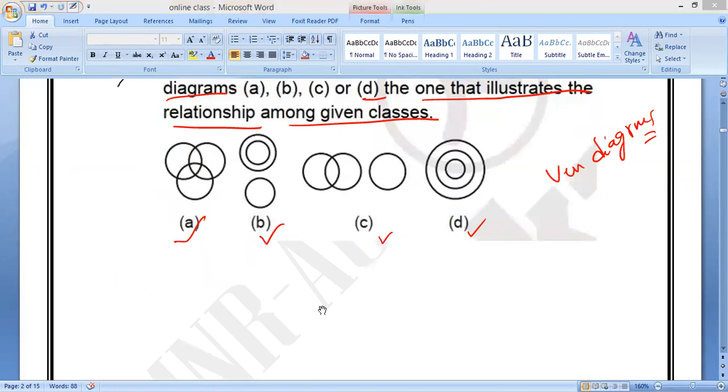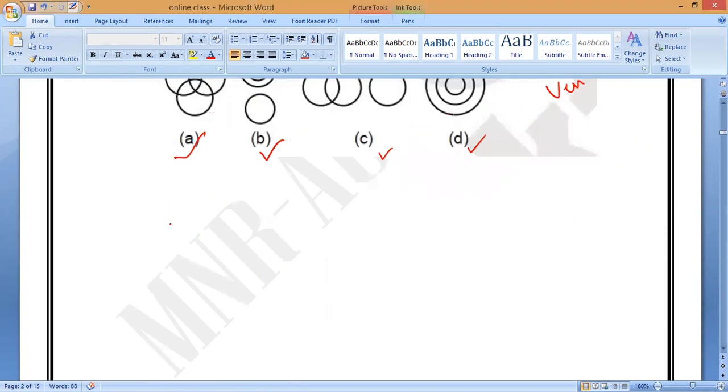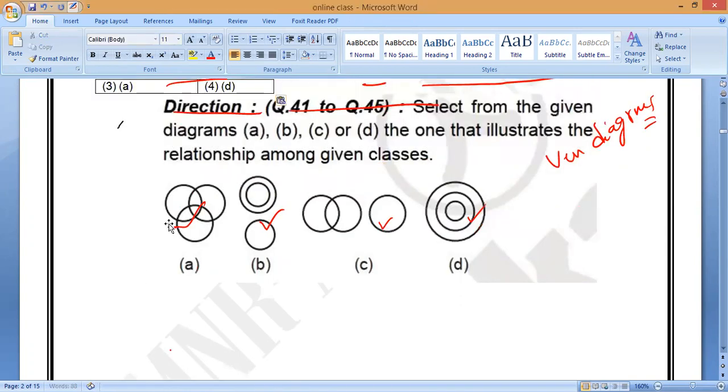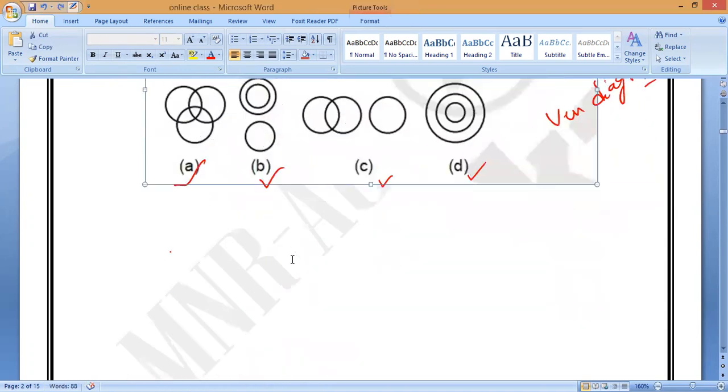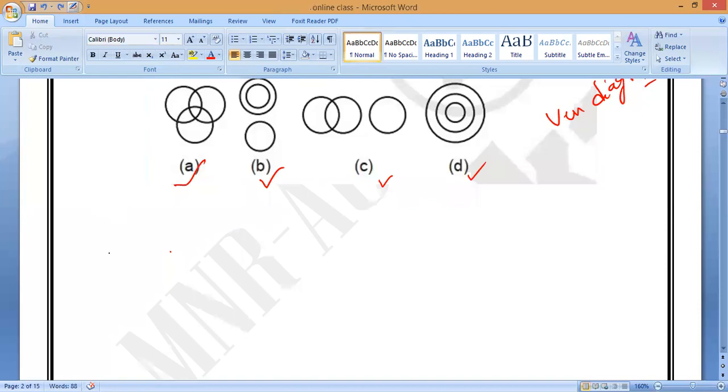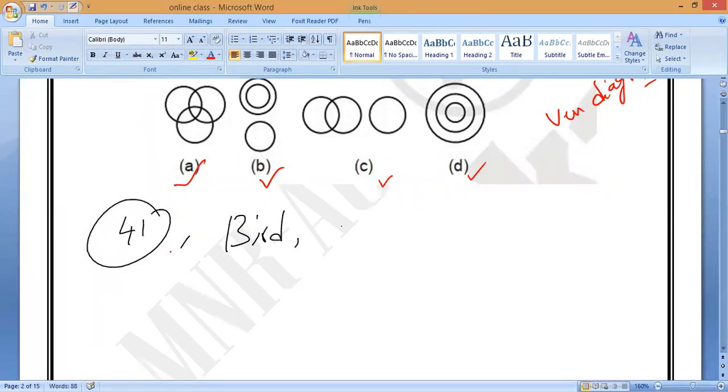First one. Now let us see who will answer the first question. First one is birds, tigers and peacocks. This is the first question. You can take it directly. I am writing it here. The 41st question, first question, is birds, tigers and peacocks.